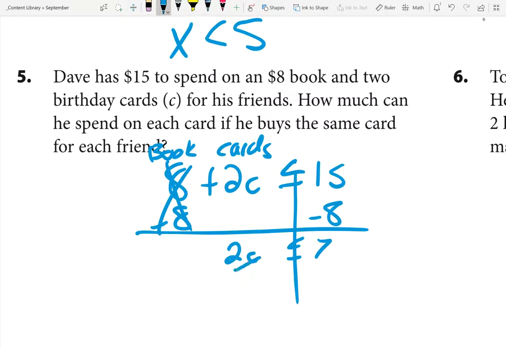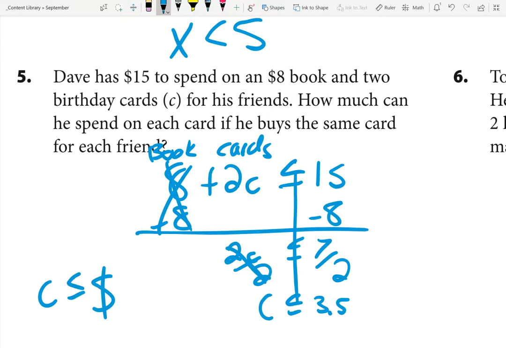Now we can get rid of the 2, right? If I can buy 2 cards for $7, then I need to split the 7 in half to figure out how much I can spend on each card. So dividing by 2, we end up with a card is less than or equal to 3.5, which just tells us that the cards cannot be any higher than $3.50. If it's any more expensive than that, then we'll go over the $15 and exceed our budget. We won't have enough money. So $3.50 is the most that we can spend. The cost of the card is less than or equal to $3.50.